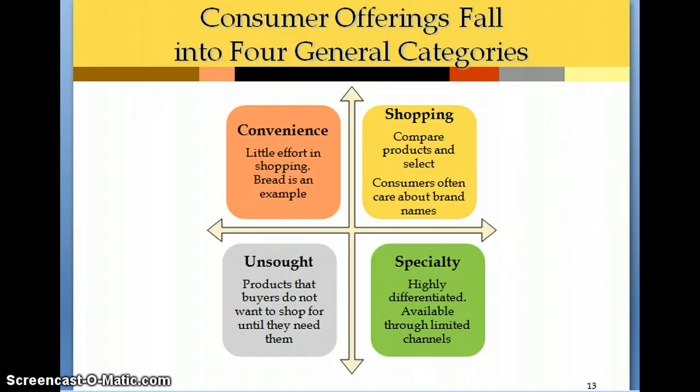The last category of offerings are called unsought offerings. These are offerings that buyers do not generally shop for until they need them. Examples include funeral home, towing, and locksmith services. It's very difficult to market these products. Some organizations try pre-selling, emphasizing cost savings. Others try to create strong name awareness so that when the need for the product arises, their name will come to the mind of the consumer.